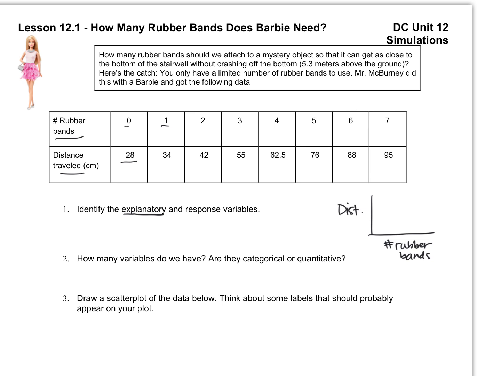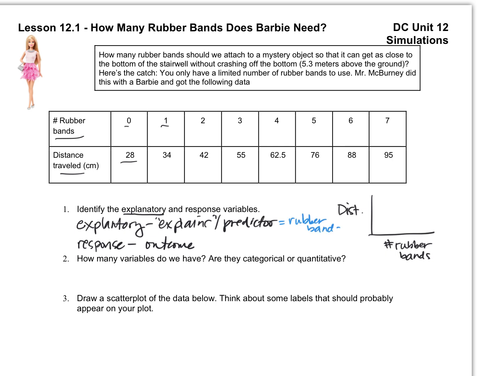Now, another thing we say is explanatory is the one that explains the result. So the number of rubber bands kind of explains the distance, doesn't it? Okay. And then response would be the outcome. Explanatory is also the predictor, I guess you could say. So in our scenario, the explanatory is the rubber bands, and the response is the distance traveled.